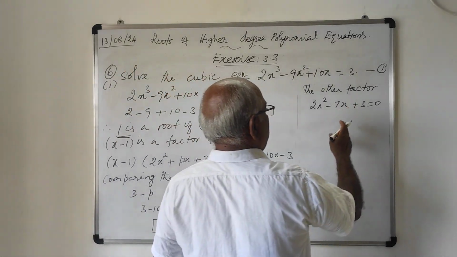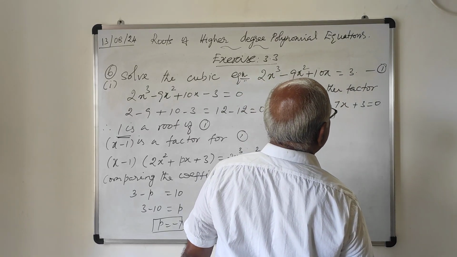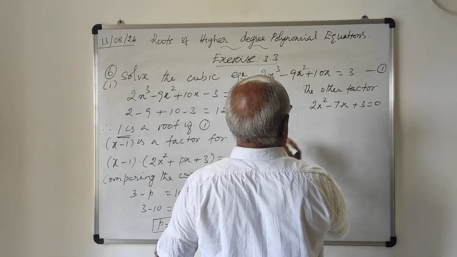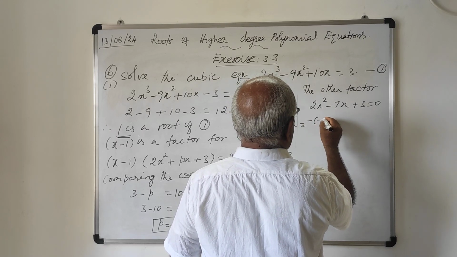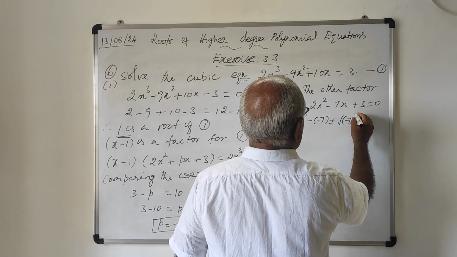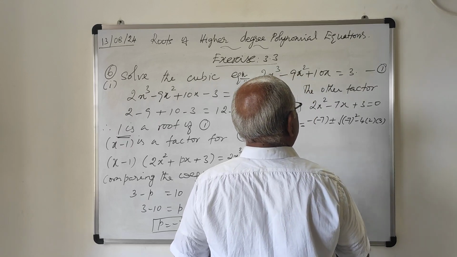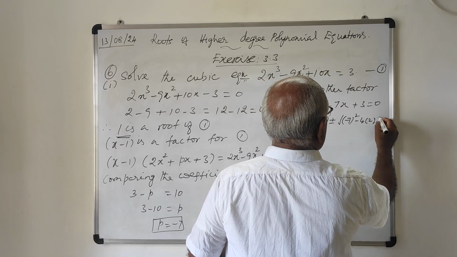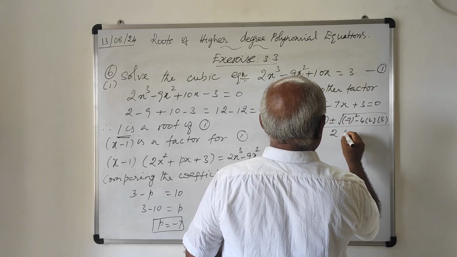You will factorize this, you will get 2x square. By using the formula you can find out the roots: minus b plus or minus root of b square minus 4ac, where c is 3, a is 2, by 2a.